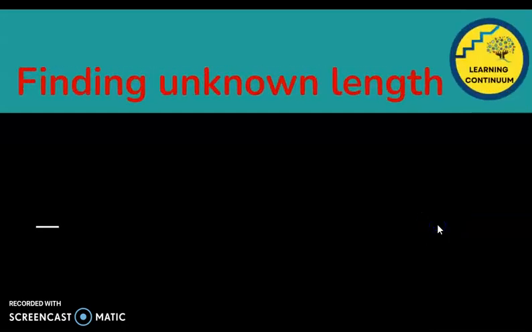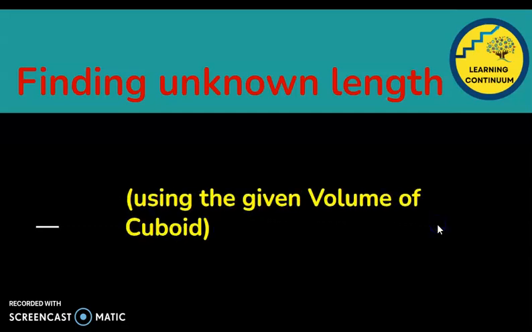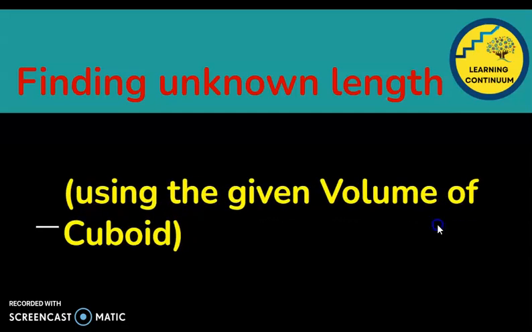Welcome to Learning Continuum. In this video, we'll learn to find unknown length using the given volume of a cuboid. The cuboid is also known as a rectangular prism. It's a three-dimensional shape that can be seen around us very often.